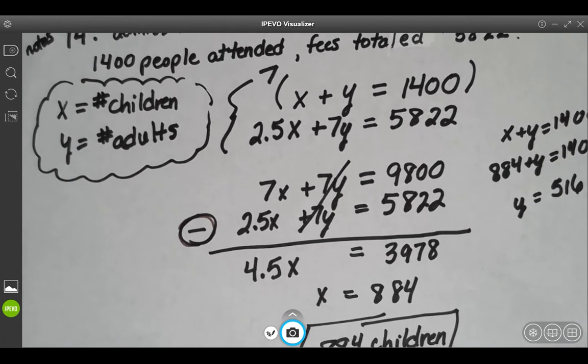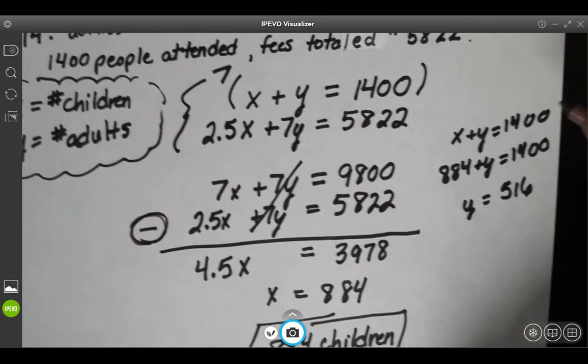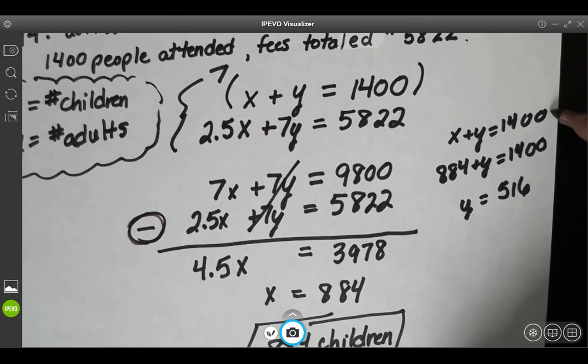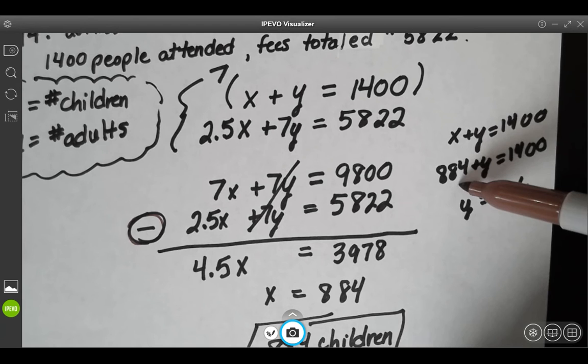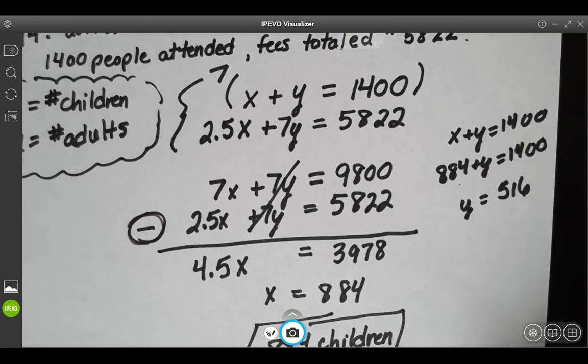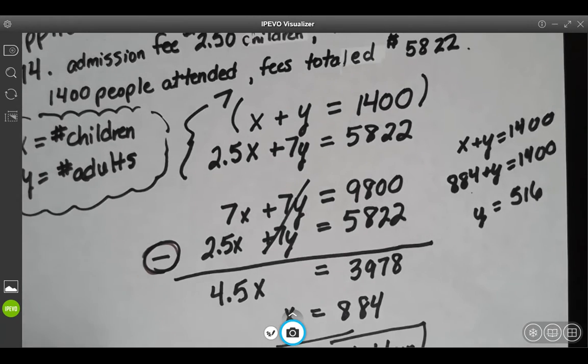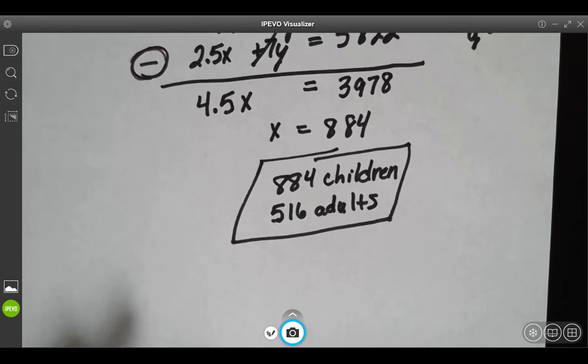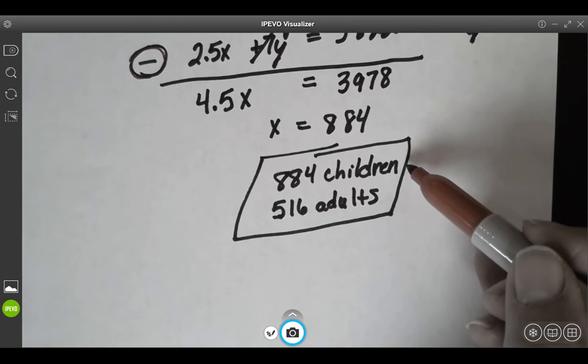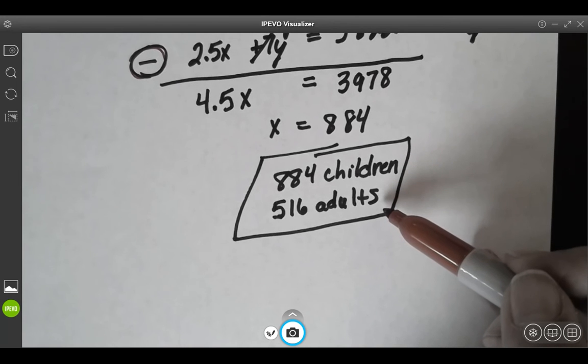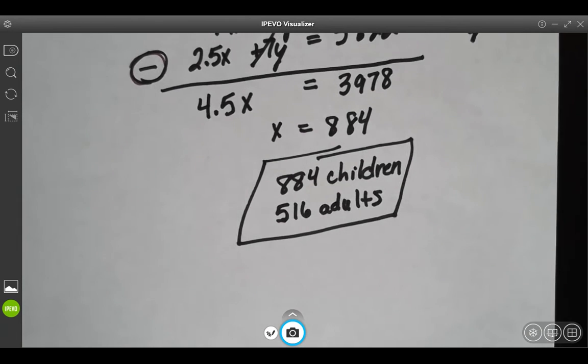Then I go back into my original. I know X plus Y is 1,400. So if X is 884, then Y is going to be 516. And then your final step is to answer the question they ask. They asked how many children and how many adults. So there are 884 children and 516 adults. That would be your answer, labeled exactly as they asked.